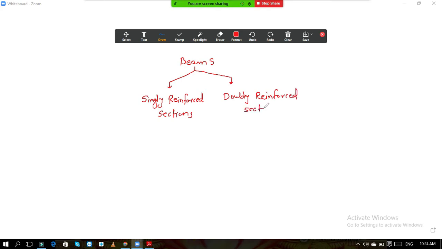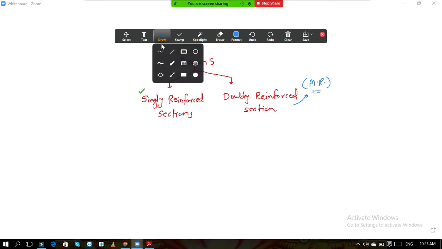In the examination, they will ask you the design of singly reinforced sections. For doubly reinforced sections, they will ask you to find the moment of resistance or the Mu limiting value. The design of doubly reinforced sections will not be asked as it is very lengthy. So for doubly reinforced sections the question will be based on the moment of resistance, and for singly reinforced sections the design may be asked. Now we will see what a singly reinforced section is.